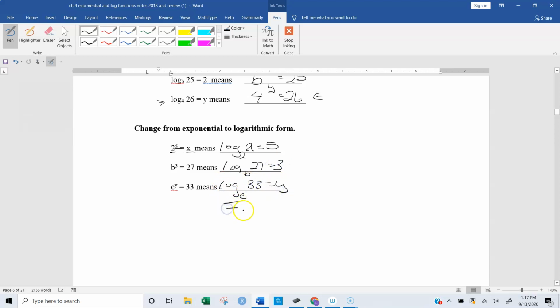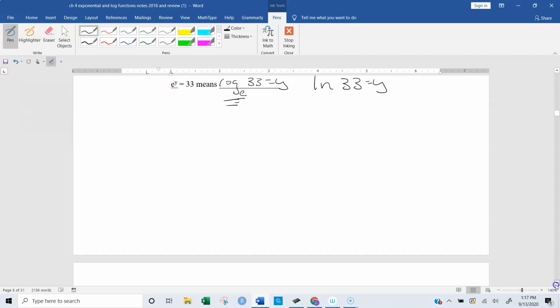This here is known as a natural log. You will never see it written log base e. It will always be the ln of 33 equals y. You need to understand that that means base e. The other one they have is the base 10, is known as just log. So on your calculator, when you see log with no base underneath it, it means base 10.